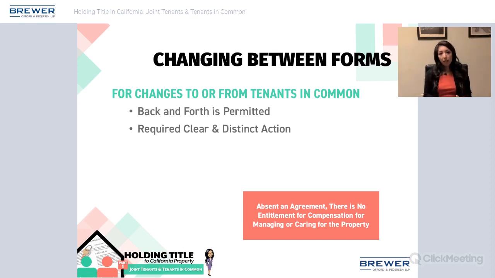Now, say you took the property as TIC and you want to move it to JT. Both parties have to come together and execute a document that says they are transferring their interest from tenants in common to joint tenancy. We have to have the four unities involved. Let me just double check. Interest, title, time, and possession. So interest is equal interest. We have the title. They're executing at the same time, and it's regarding possession of the property.